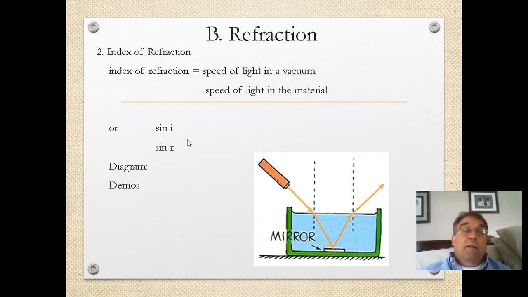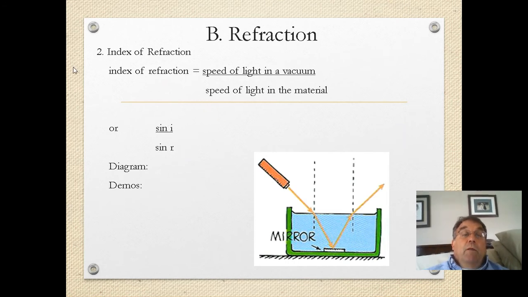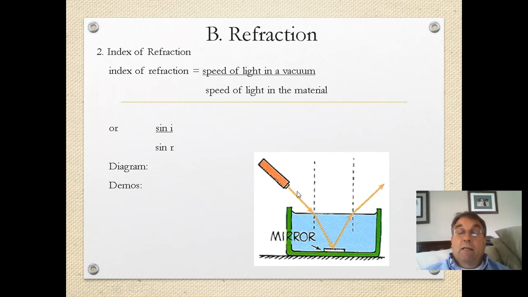Now, another way of calculating the index of refraction is to take the sine of I over the sine of R, where I is the incident angle and R is the refracted angle. So that's easier to measure than this is. So what we'll do in the lab is we'll measure this angle and measure this angle, take the sine of this, the sine of that, divide them, and we'll get an experimental value.